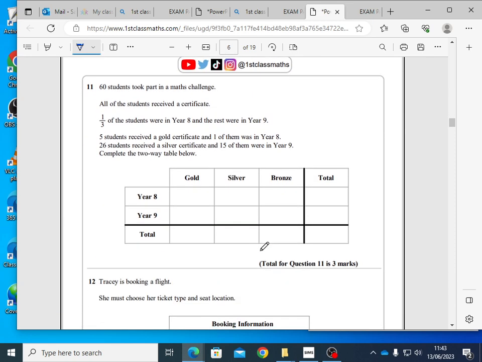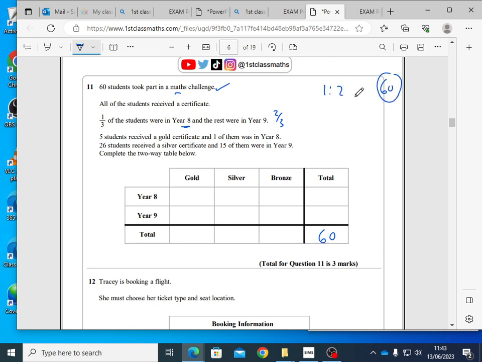Let's have a look at this two-way table. 60 people took part in a math challenge, so 60 people took part in that. We'll put that straight away there. Job done. All students received a certificate. Okay, one third of the students in year 8 and rest of year 9. 1/3 of the students were year 8 and the 2/3 were year 9. So basically we got the ratio 1 to 2, and that's going to be 60.